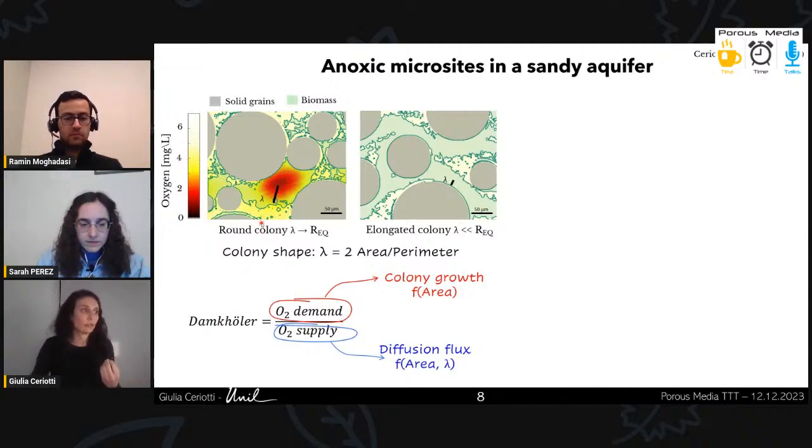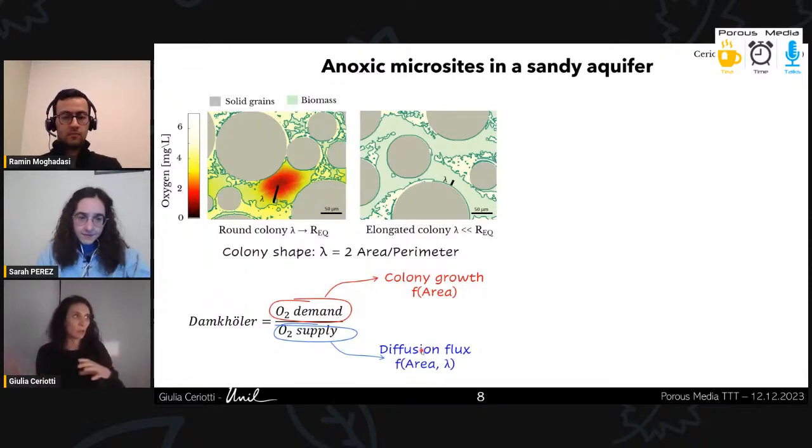And this process is diffusion. So from the colony surface, oxygen is diffusing from the bulk to the colony core. In this case, we can, of course, consider area as a driving factor, because the larger the colony area, the more surface of exchange we have between the bulk and the colony. But we can also see how the morphology can impact the diffusion process.